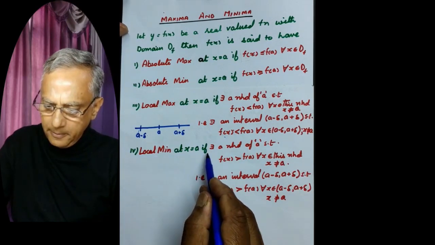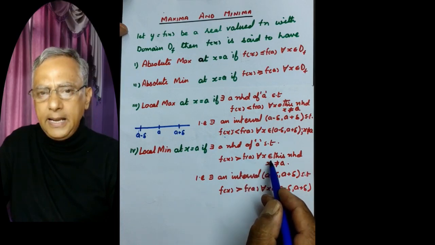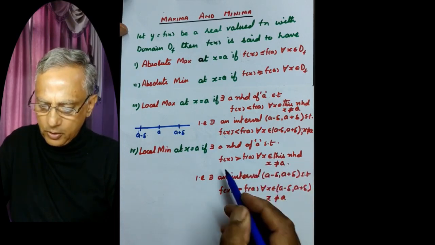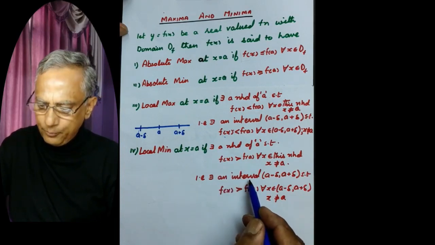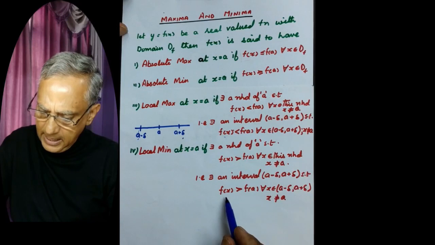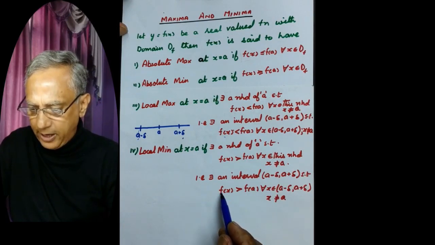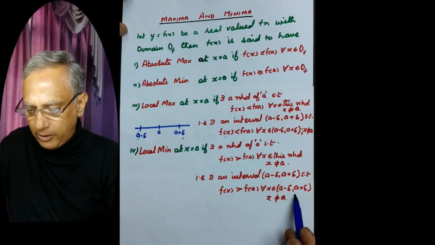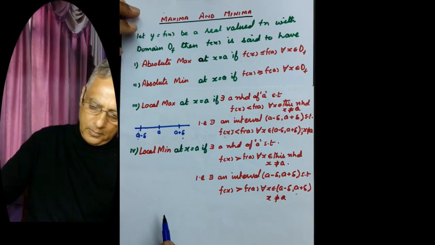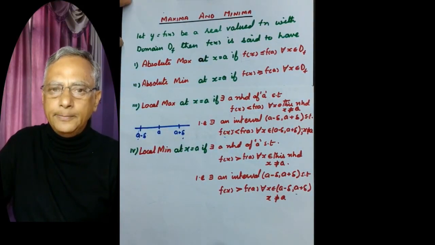f(x) has a local minimum at x equal to a if there exists a neighborhood of a such that f(x) is greater than f(a) for all x belonging to this neighborhood, x not equal to a. That is, there exists an interval (a minus delta, a plus delta) such that f(x) is greater than f(a), that is, f(a) is less than all other values in this neighborhood. Now I illustrate these definitions geometrically.